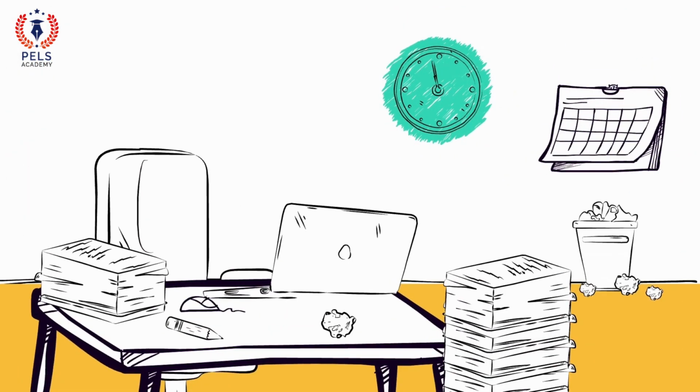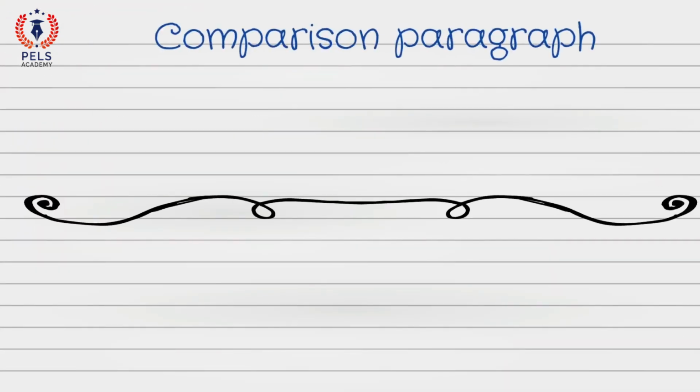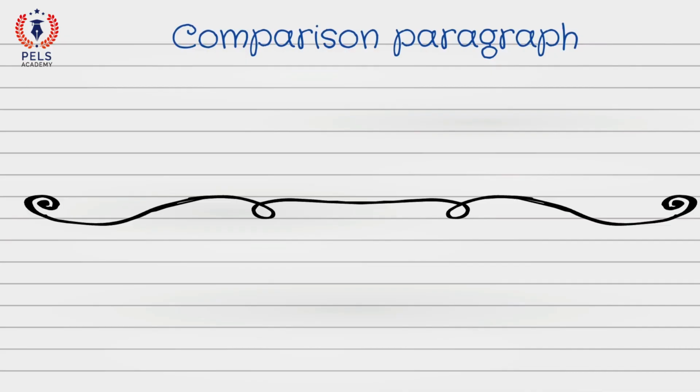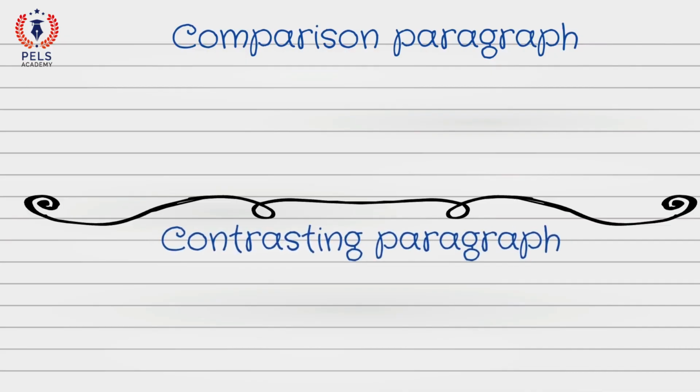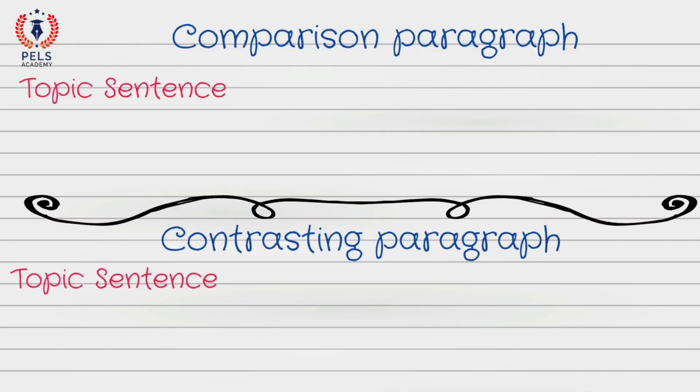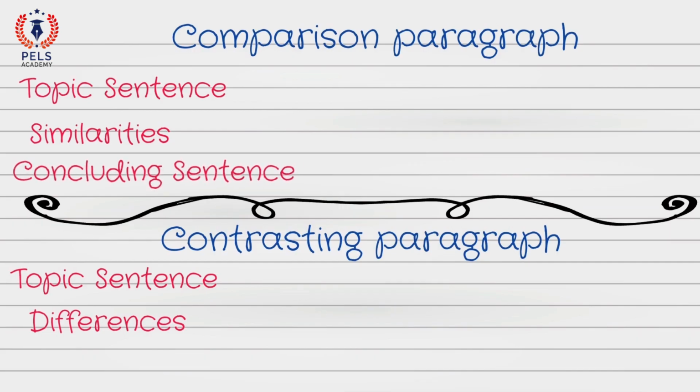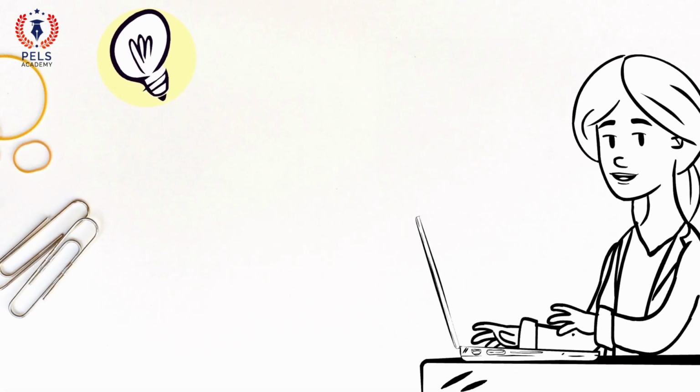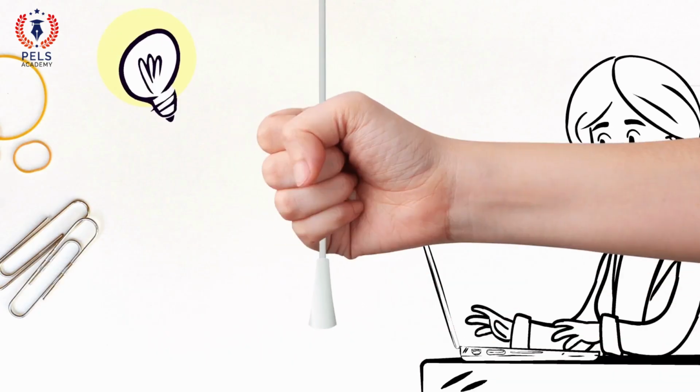Now it's your turn to put this lesson into practice. Write 2 body paragraphs. One paragraph should focus on similarities and the other should focus on differences. Remember to begin each paragraph with a topic sentence, followed by several sentences that highlight the similarities or differences, respectively. Finally, conclude your discussion with the concluding sentence in each paragraph. And don't forget to incorporate any of the phrases and words I provided.